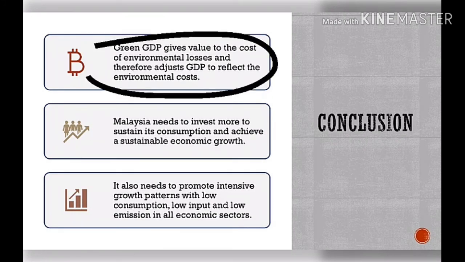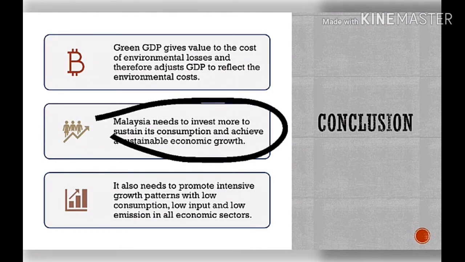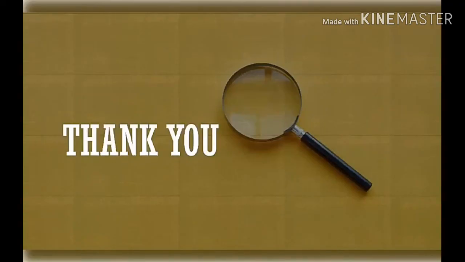Next is the conclusion. Green GDP gives a value to the cost of environmental losses and therefore adjusts the GDP to reflect the environmental cost. So in developing countries with rapid economic growth like Malaysia, the linkage between environment and economics is very important. Since natural capital is recognized as an important economic asset that could have potential for long-term contribution to productivity and welfare, it is necessary to treat it very well. Malaysia needs to invest more to sustain its consumption and achieve sustainable economic growth. It also needs to promote intensive growth patterns with low consumption, low input and low emission in all economic sectors. That's all from our group.